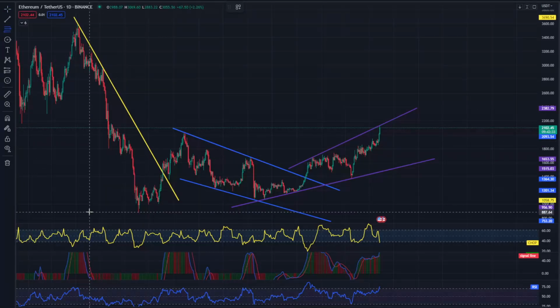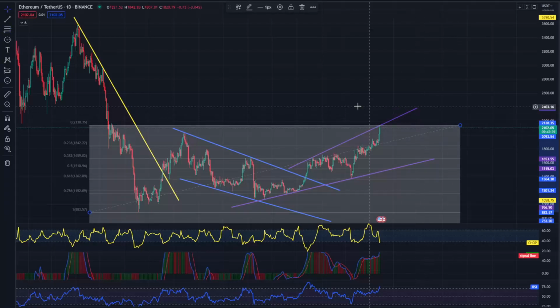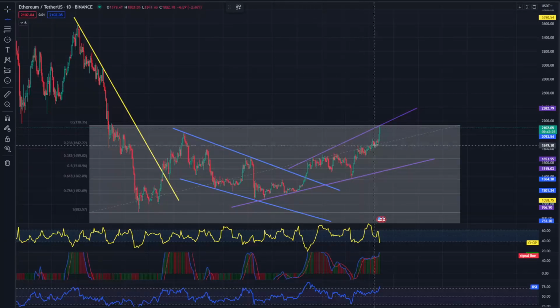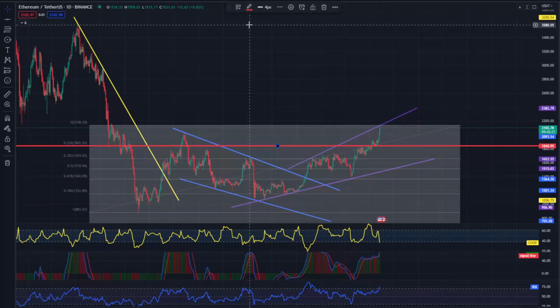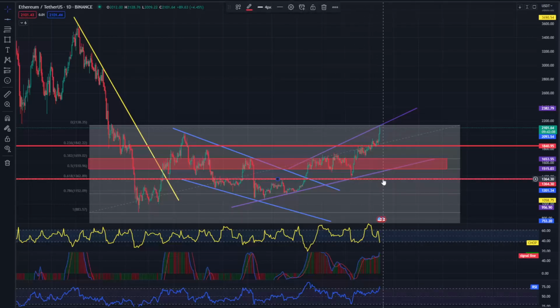Now let's move on to marking the places of support. We will use the fib retracement tool to mark the support, and as you can see, we have the first support at $1,841. When the price goes lower, we have a strong support zone from $1,658 to $1,507, and then we have support at $1,364.